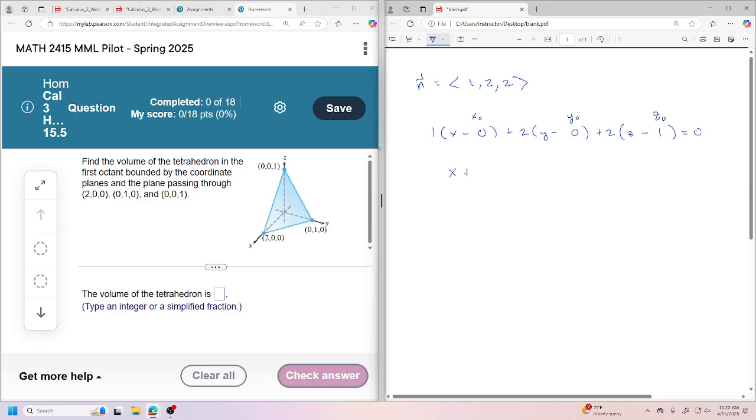Simplifying, x plus 2y plus 2z minus 2 is equal to 0, because I distribute. To solve for z, we get 2 minus x minus 2y all over 2. Okay, I like that better. And that's basically my plane equation, but in a nice, easy form, which I'll use for my integrals in a second.